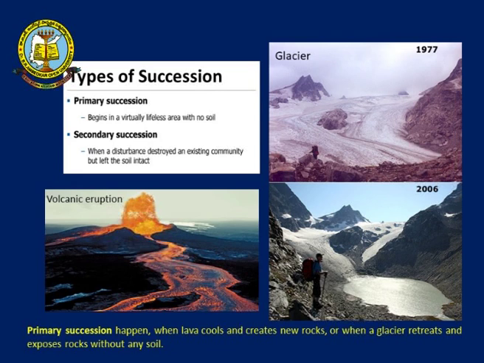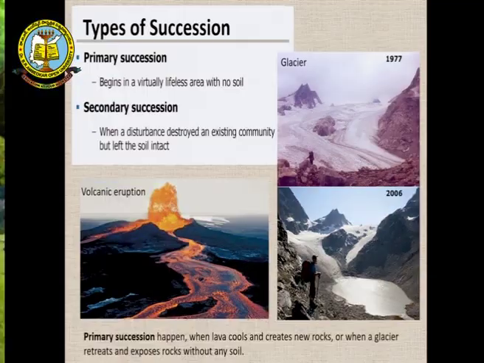What is primary succession? If you can see in this picture, there is a volcanic eruption, and after the volcanic eruption has occurred, the whole land becomes barren with only rocks and no other vegetation being seen. Or it can be a glacier. You can see in this picture that in 1977 the place is completely filled with ice, and in 2006 a little bit of it has lessened and you can find some plants growing over there.